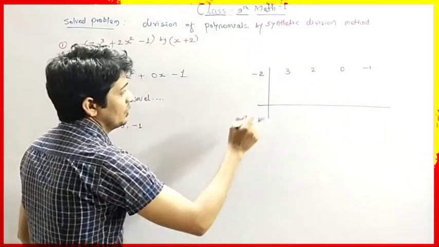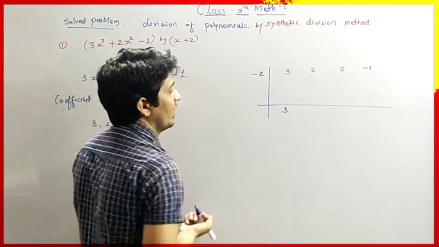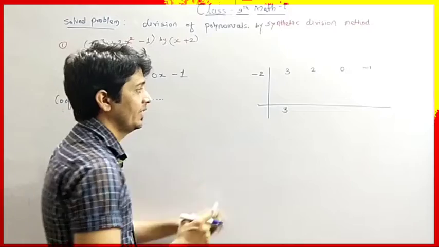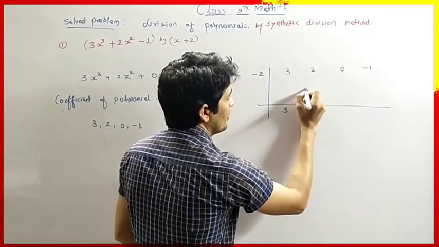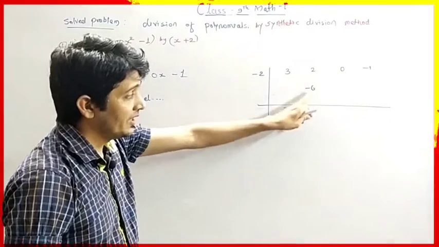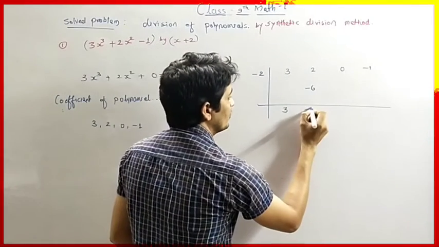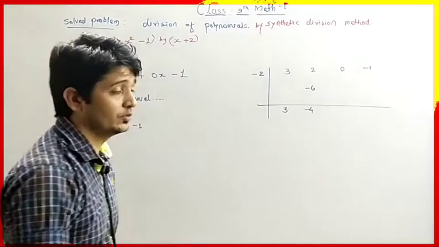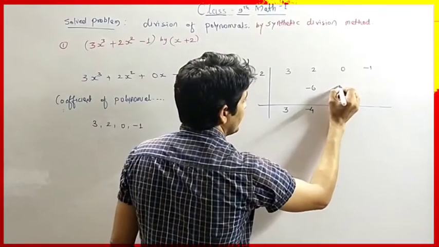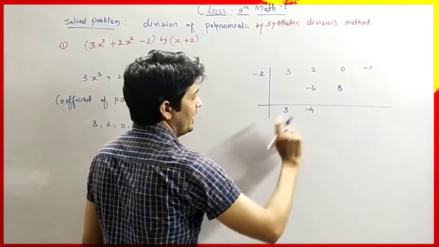First you have to write this 3 as it is here. Now minus 2 into 3 is minus 6, so you write minus 6 here. Then you add the two: here we have minus 6 and here we have 2, so it will become minus 4. Then minus 2 into minus 4 is plus 8, because minus into minus is plus, and 2 into 4 is 8.